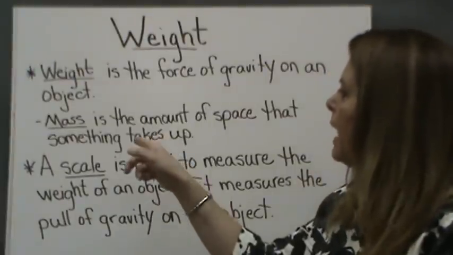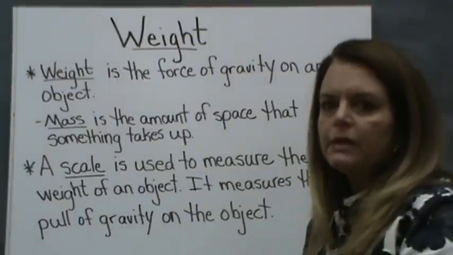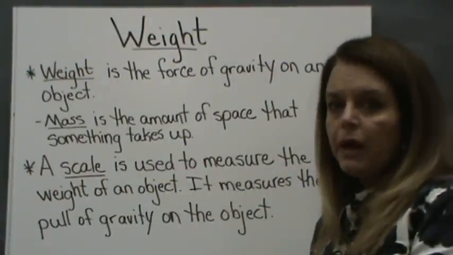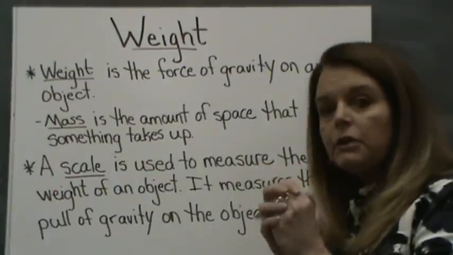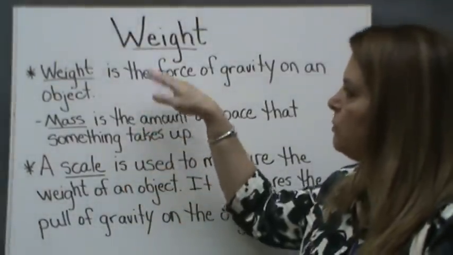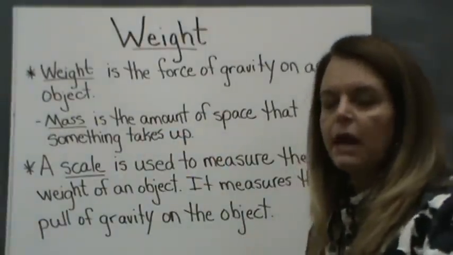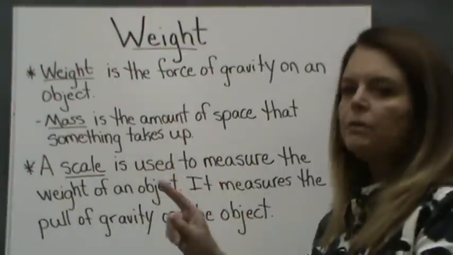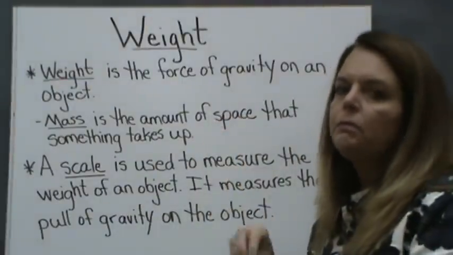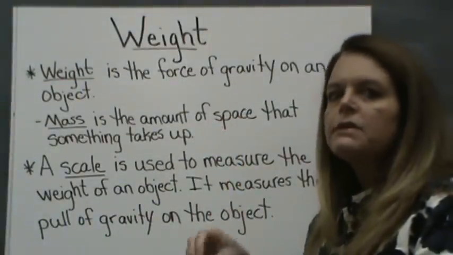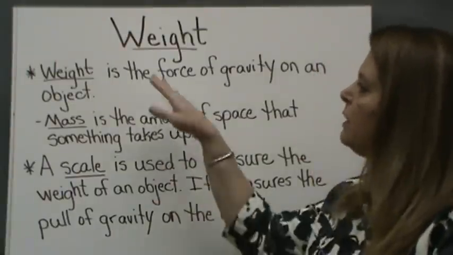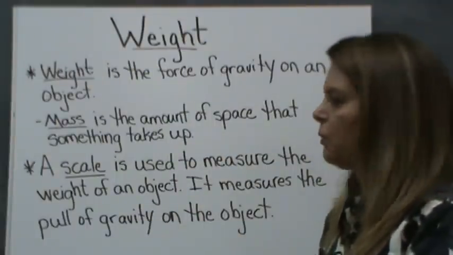object. Mass is the amount of space that something takes up. Something can have a lot of mass, take up a lot of space, but only have a little bit of weight. Or something could only have a little bit of mass and have a lot of weight. If you were to go to the moon, your mass would be the same. You're the same person. But your weight would be less because there's less gravity. On Earth, your mass is the same, but your weight would be more because there's more pull of gravity on your body. So your mass would stay the same, but your weight would change depending on where you are.